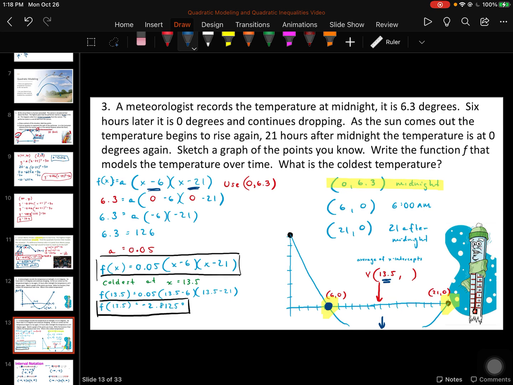We need to find the a value. So you need to pick another point. But we started out with another point. We started out with the point (0, 6.3). So I'm going to plug in 0 for x here. We're going to plug in 6.3 for y. And then we're going to solve for a. So I get negative 6 right here. I get negative 21 right here. Negative 6 times negative 21 is 126. We divide by 126 on both sides, and you get your a value, which means now you have your equation.